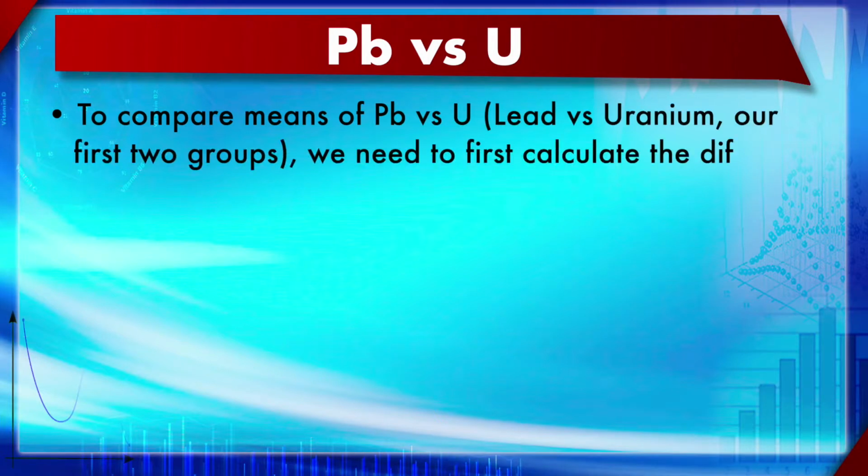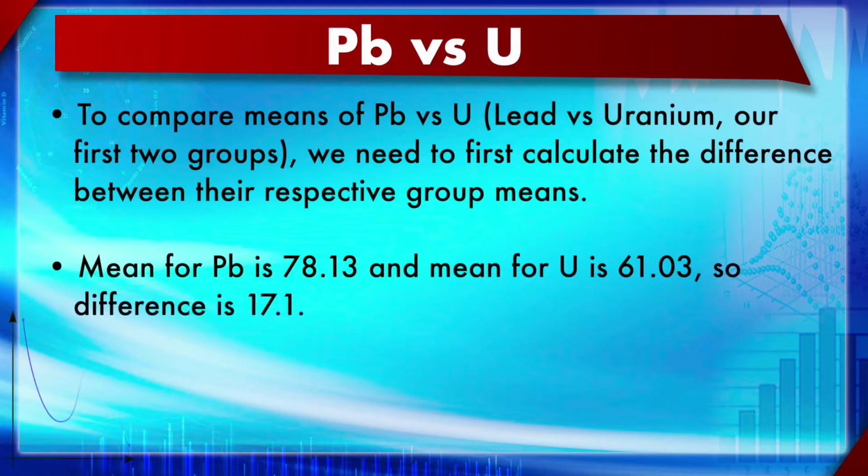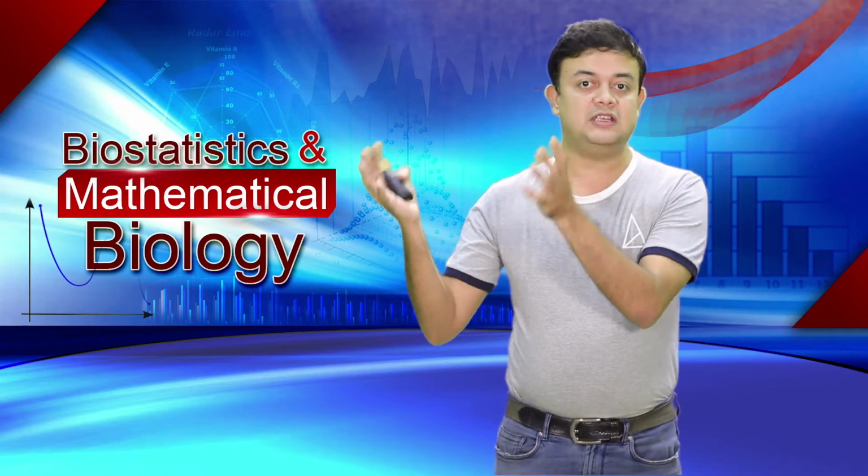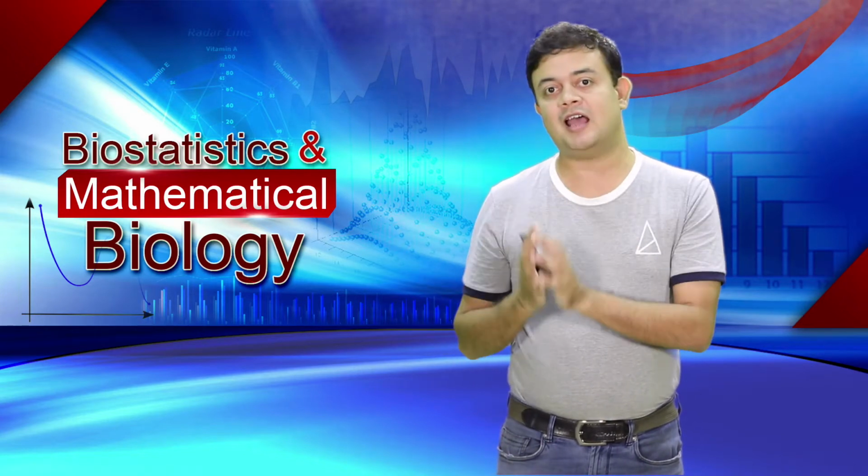So let us do this for lead versus uranium. To compare the means of lead versus uranium, the first two groups of the last ANOVA problem, we first need to calculate the difference between their respective group means. The mean for lead is 78.13 and the mean for uranium is 61.03. So the difference is 17.1. Now 17.1 plus or minus the 95% confidence interval, which we will have to calculate using the Tukey's HSD formula.